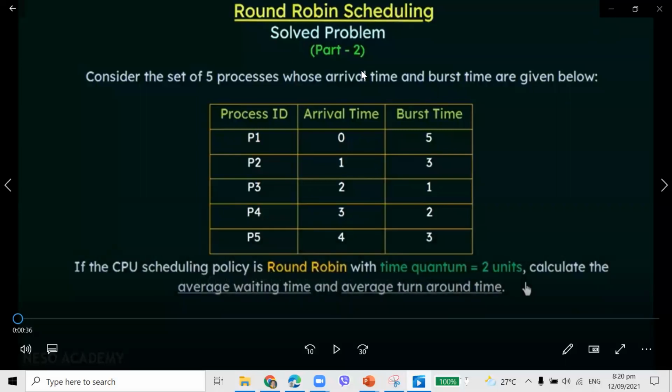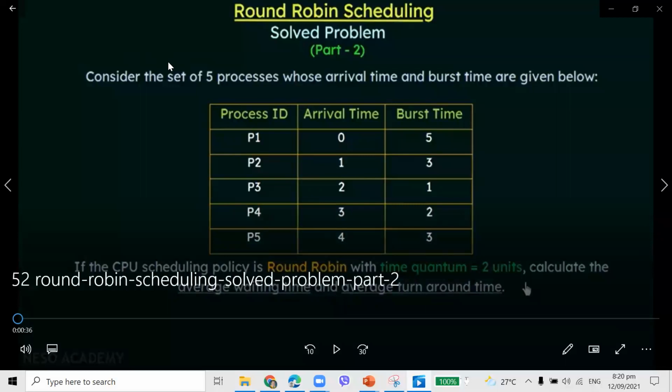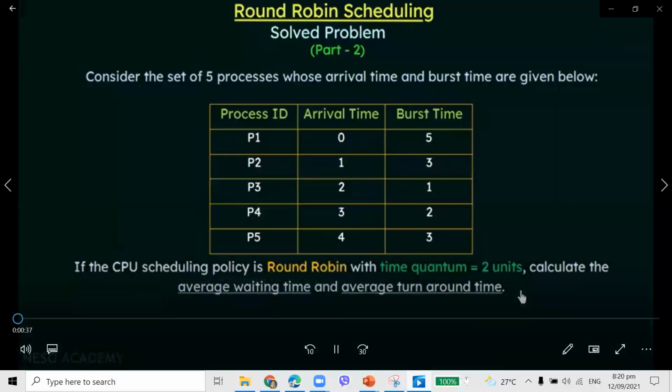Okay, this will be the continuation of the discussions from NESO Academy about round robin: the turnaround time for the set of processes. So let's go ahead and see how we can do that.